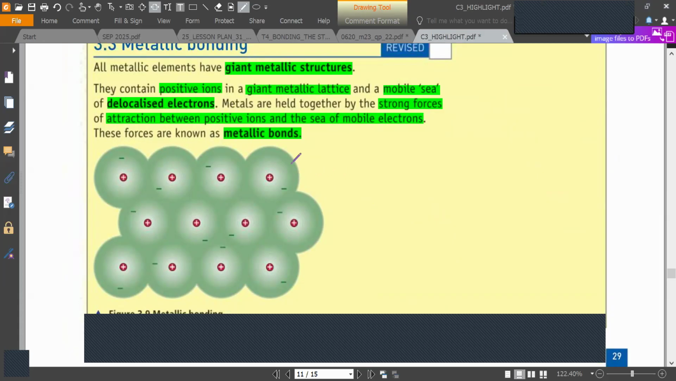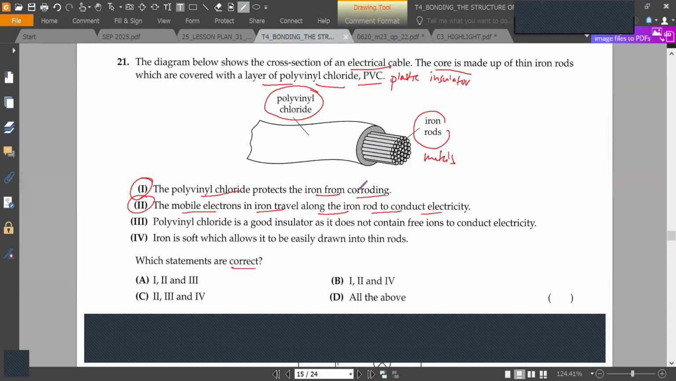The metals have these free electrons, the delocalized electrons. Free electrons that can help them conduct electricity. Correct. PVC, a good insulator, does not contain free ions to conduct electricity. So it can act as a good insulator. So number 3 is also correct.